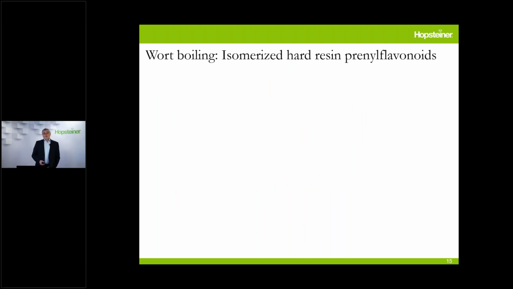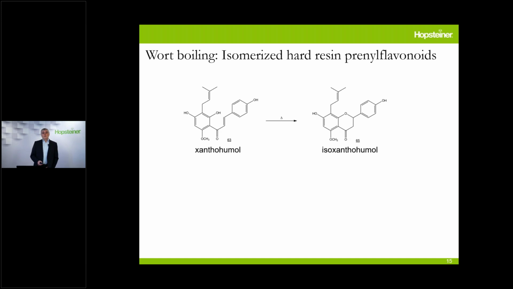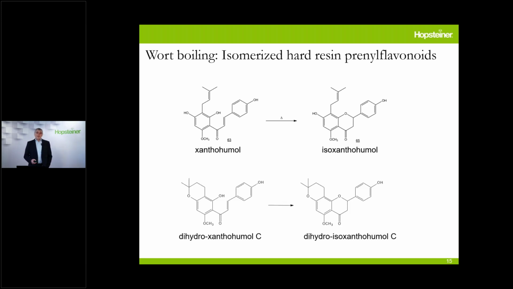As you saw in the table before, not only the native hard resin components are relevant for the beer taste, but also their isomerized products. If isomerization happens during wort boiling, for example, xanthohumol is converted to isoxanthohumol, and therefore isoxanthohumol derived from xanthohumol of hard resin is the main compound in beer. And another example is dihydroxanthohumol C, which is converted to dihydroisoxanthohumol C.